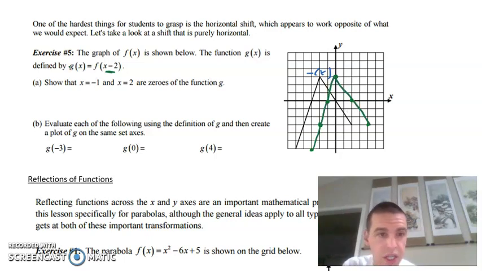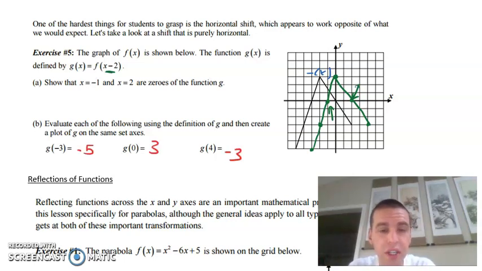Right 2. It says show that the zeros are negative 1, bingo, and 2. I did it. Okay, and so that's all it is. I want you guys to try B. So pause it, try it, and I'll come back with the answers.